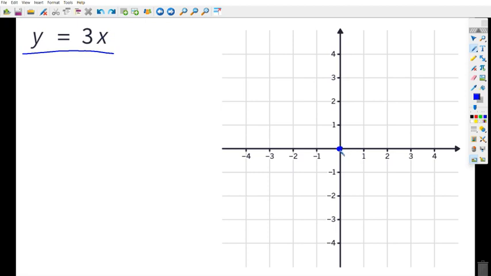So there's my first point, right? It's going to go through the origin, (0, 0). And in order to draw any straight line, I need how many points? I need 2 points. So I've got 1 point on the Cartesian plane. Where am I going to get my other one?